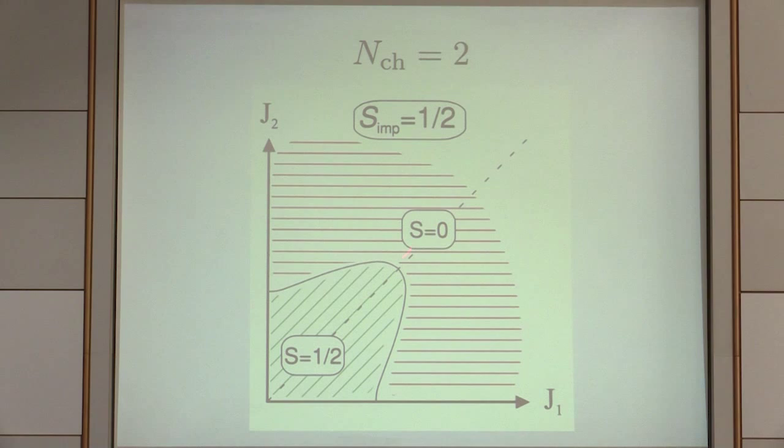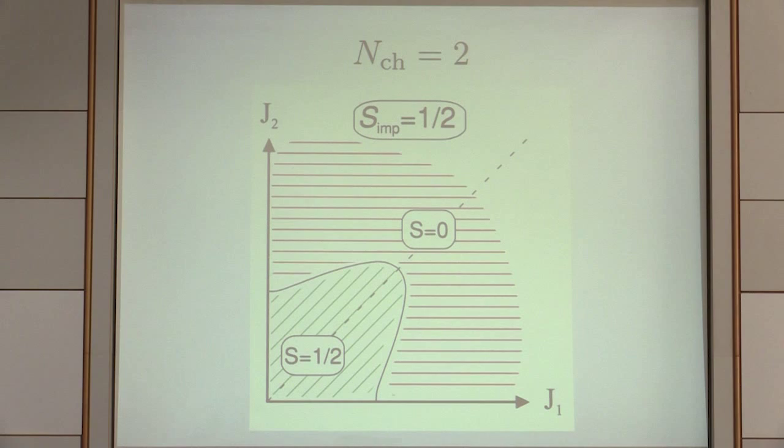Okay, so along this line you have double degeneracy, but in other cases you have just a single singlet state. If you have J1, so that you have to screen, yes. It's always the singlet, the singlet is always the ground state. Actually, I have a plot.